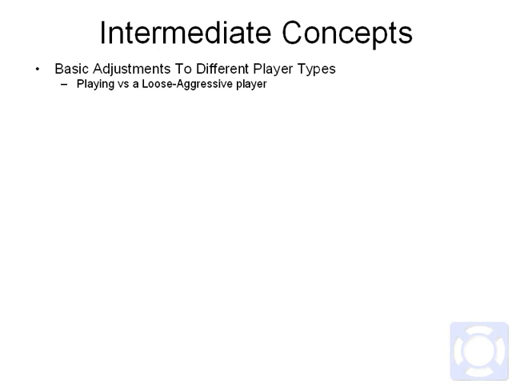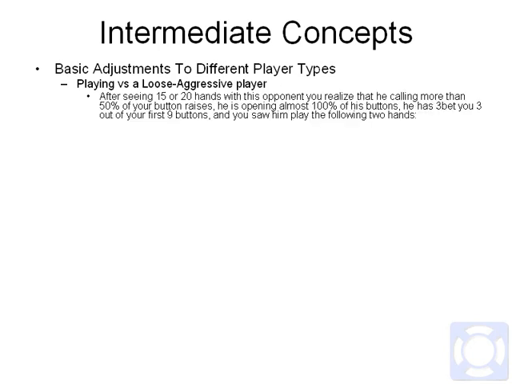So playing against a loose aggressive opponent. After seeing 15 or 20 hands with this opponent, you realize that he's calling more than 50% of your button ranges. He's opening almost 100%, and he's 3-bet you 3 out of his first 9 buttons. You saw him play the following 2 hands.